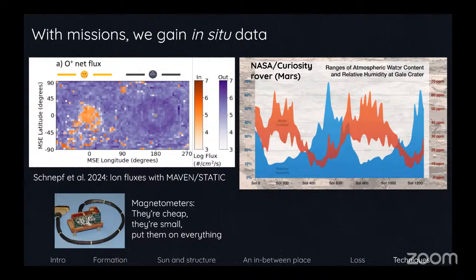So on the left here, we have an example made by my friend Nisha, who's with us on the MAVEN team. And in this one, she was using the MAVEN STATIC instrument, which is an electrostatic analyzer. So it looks at ions and charged particles in the atmosphere. And in this one, she was able to figure out how much O plus net flux was either precipitating or escaping from Mars. So here she's showing that there's a difference between the day side and the night side as you look across more or less the planet.